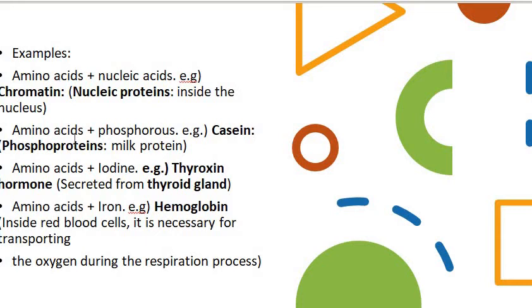Here we have a milk protein, which is casein, which is amino acid with phosphorus. It is called conjugated protein. And also we have another conjugated protein, amino acid plus iodine, called thyroxine hormone, which is secreted from the thyroid gland. And also we have amino acid with iron, which forms hemoglobin, which is found inside the red blood cells to help transport oxygen during the respiration process.